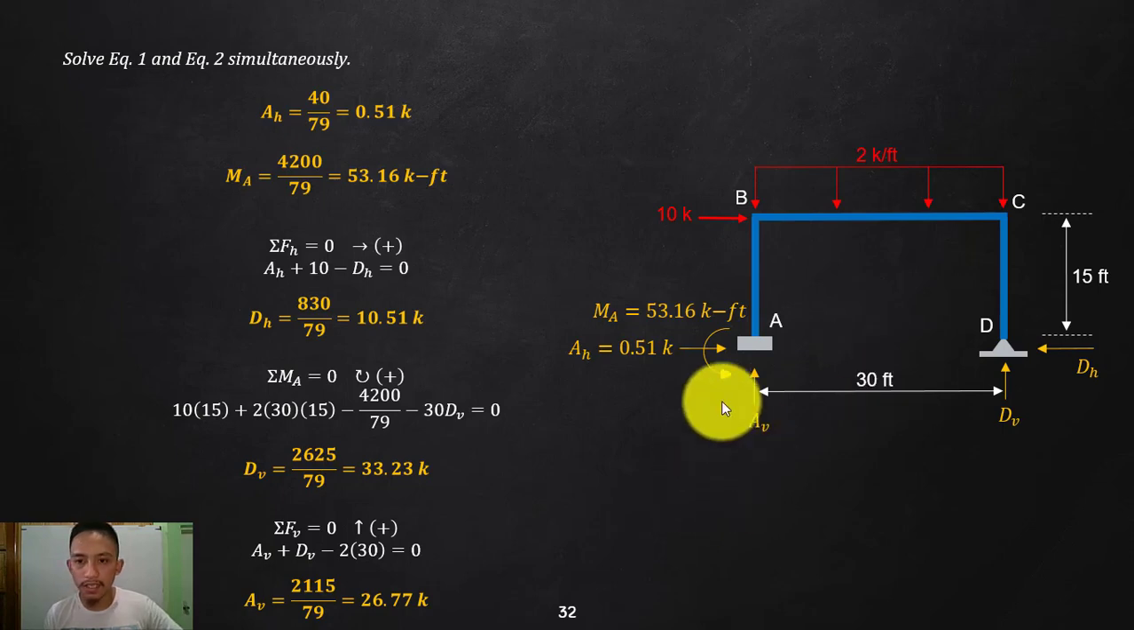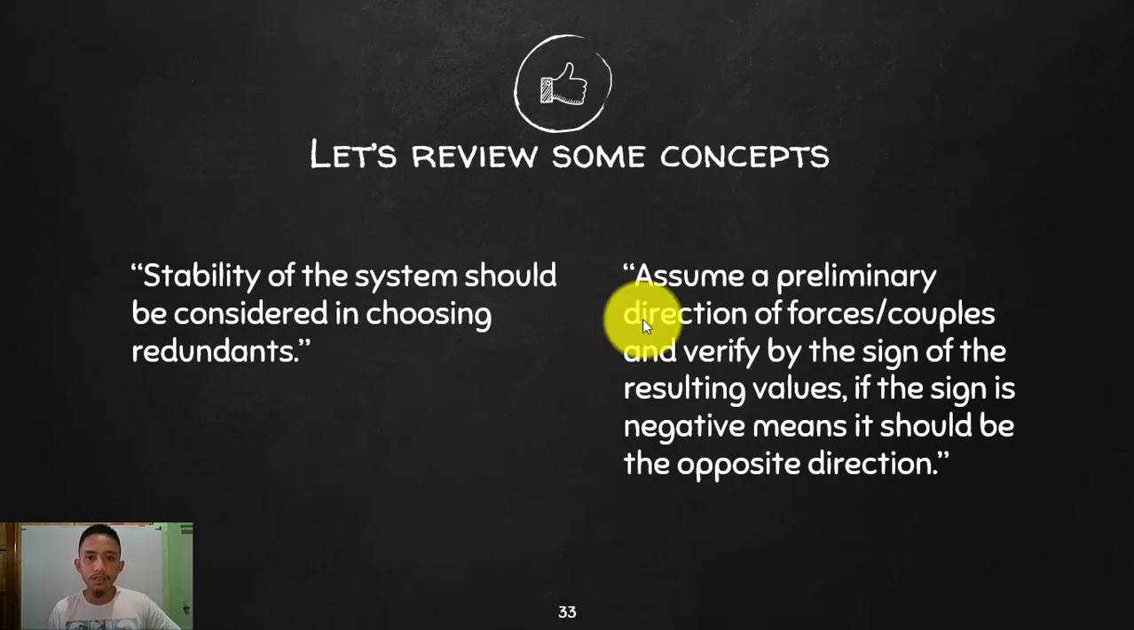Shear and moment diagram is of course drawn from your forces. So these are the important concepts, as I discussed before in your unit 1. You need to consider the stability of the system if you are choosing your redundants, and of course you need to assume preliminary directions in your forces and couples. If that is negative, that means your assumption is just the other way. So again, that is for your frames.